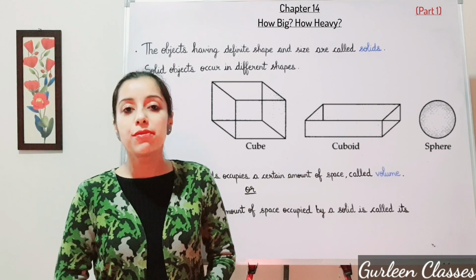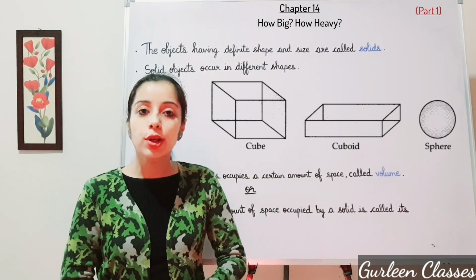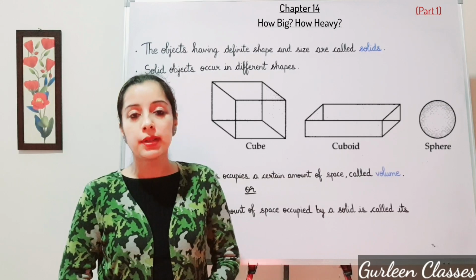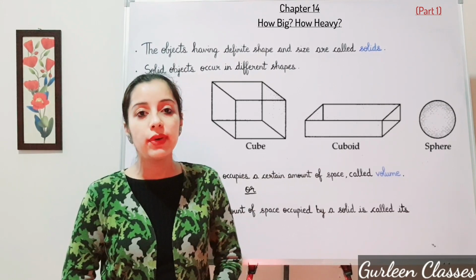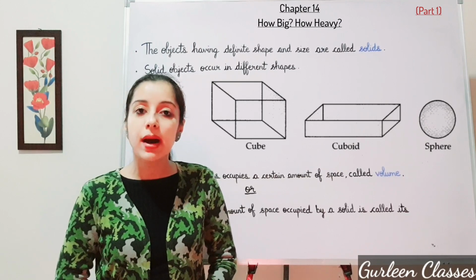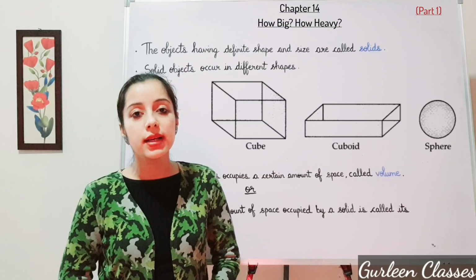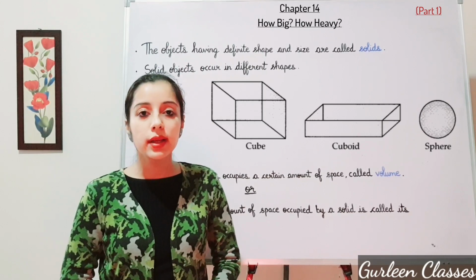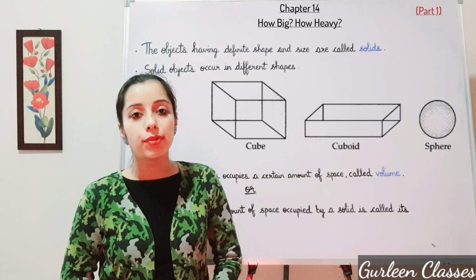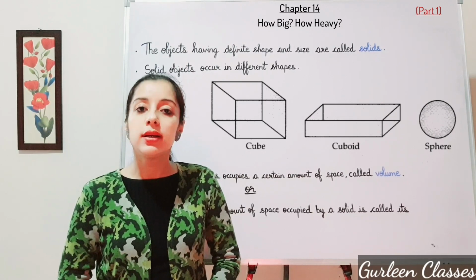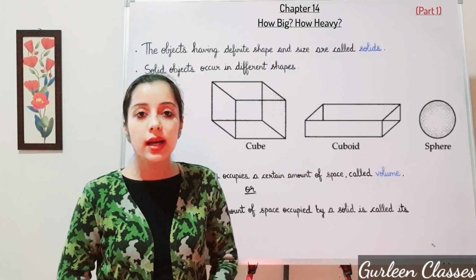So students, before moving to chapter number 14, let us discuss what all we'll be studying in this chapter. In this part, we will discuss what is 2D and 3D shape. 3D shapes are also known as solid shapes. Second, what is volume and what are the units for measuring volume, and finding volume of cube and cuboid using formulas. So now let us see what are solids.